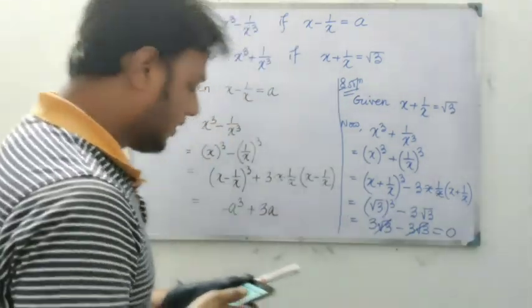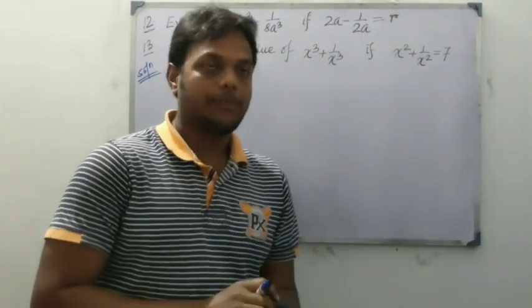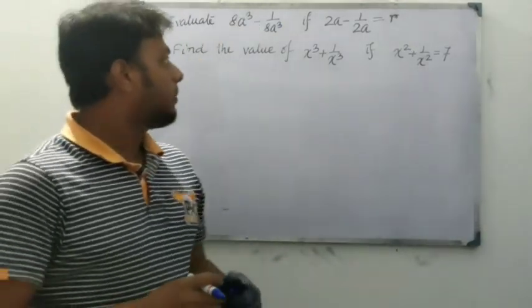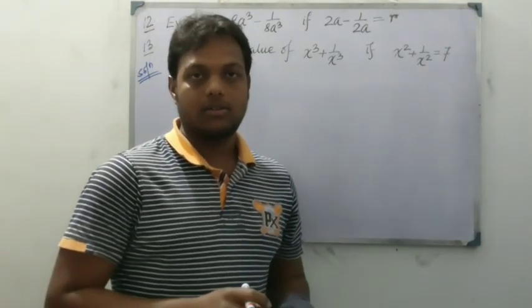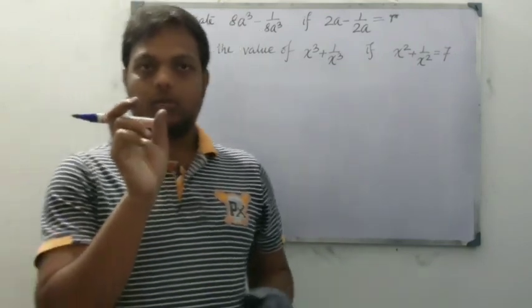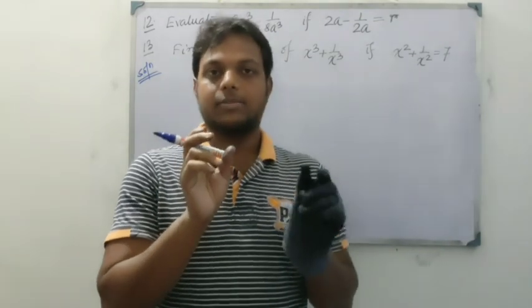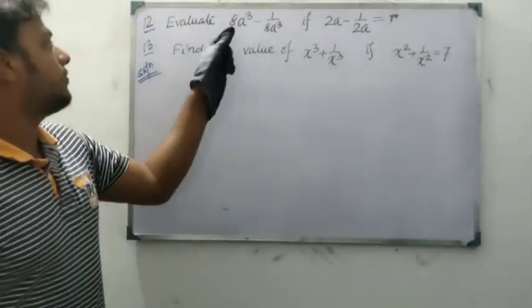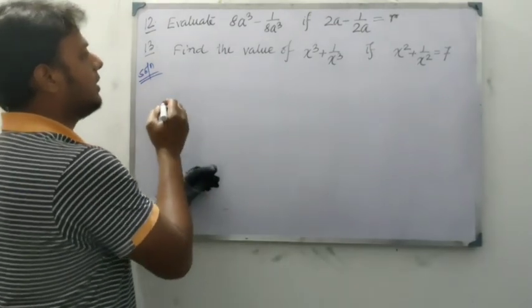So let me write the question. See, problem 12: evaluate 8a cube minus 1 by 8a cube if 2a minus 1 by 2a equals r. So 2a minus 1 by 2a is given. If we take 2a as a and 1 by 2a as b, then a minus b is given, and you have to find a cube minus b cube. So you can solve it easily.